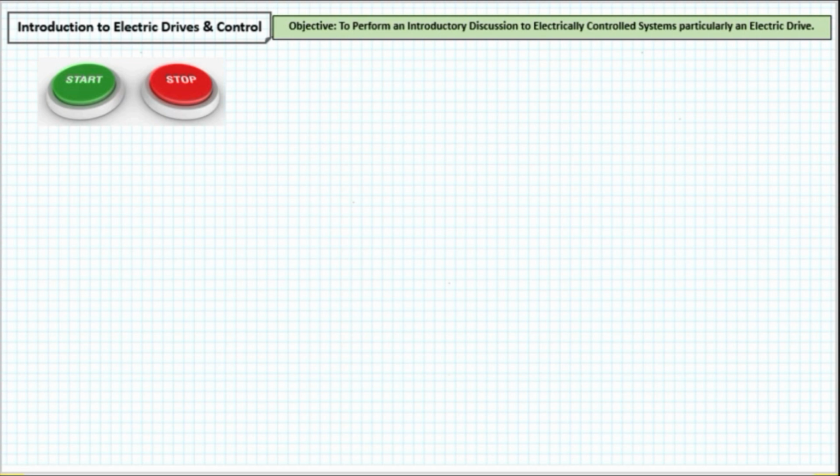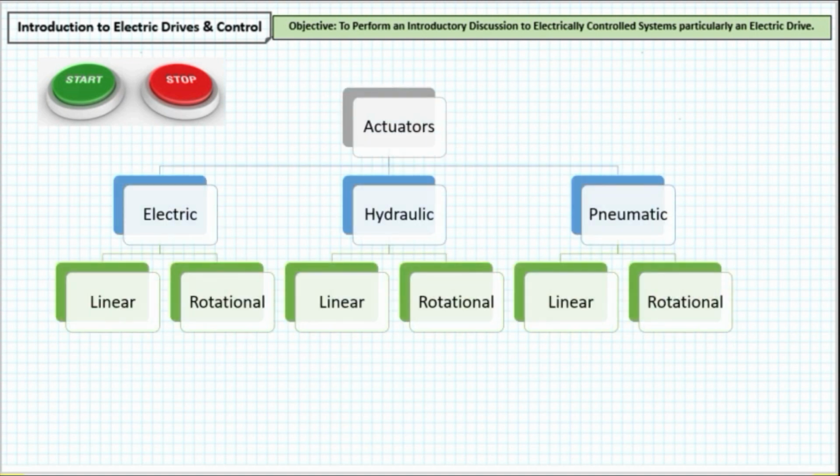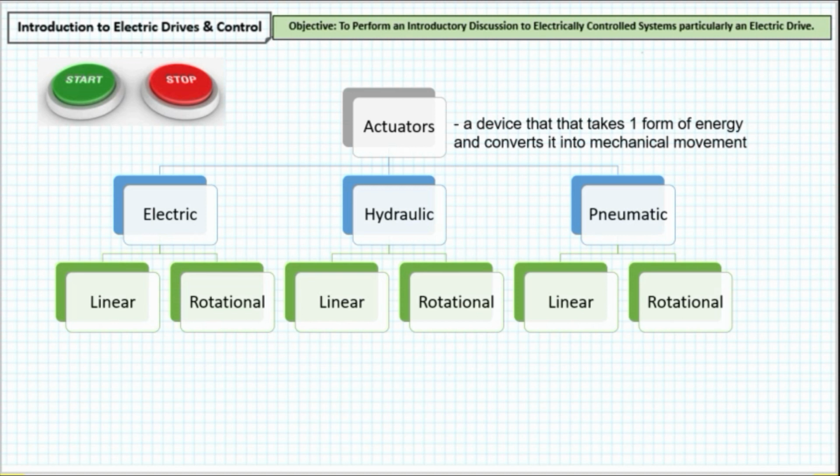So, familiar naman tayo sa mga actuators, but first we have to define an actuator. Actuators are devices that takes one form of energy and converts it into mechanical movement. So, ano ba yung mga form of energy na yan? As an example, electric, hydraulic, and pneumatics are three different forms of energy. And this energy that will be converted into a mechanical movement, yung mga mechanical movement na yan is the linear and rotational movement. Okay?